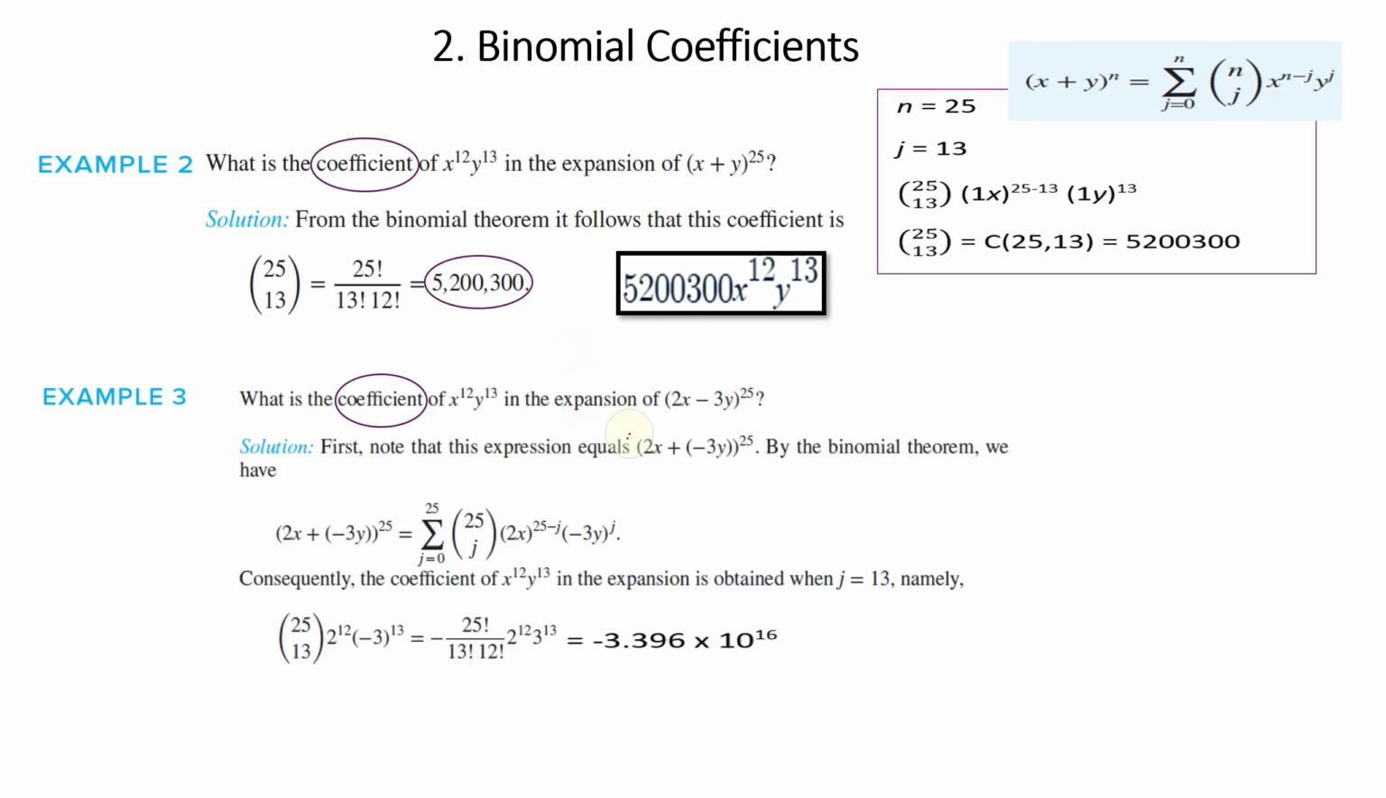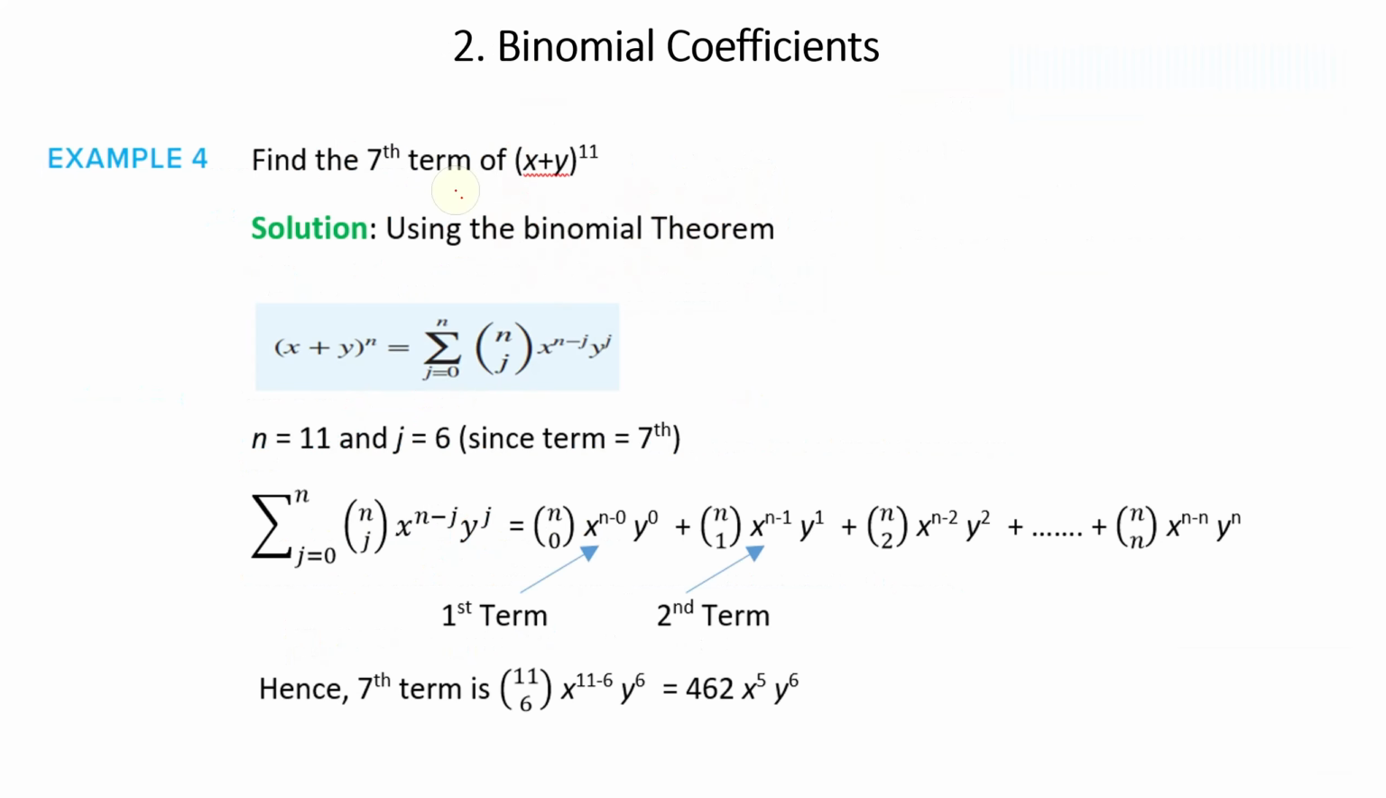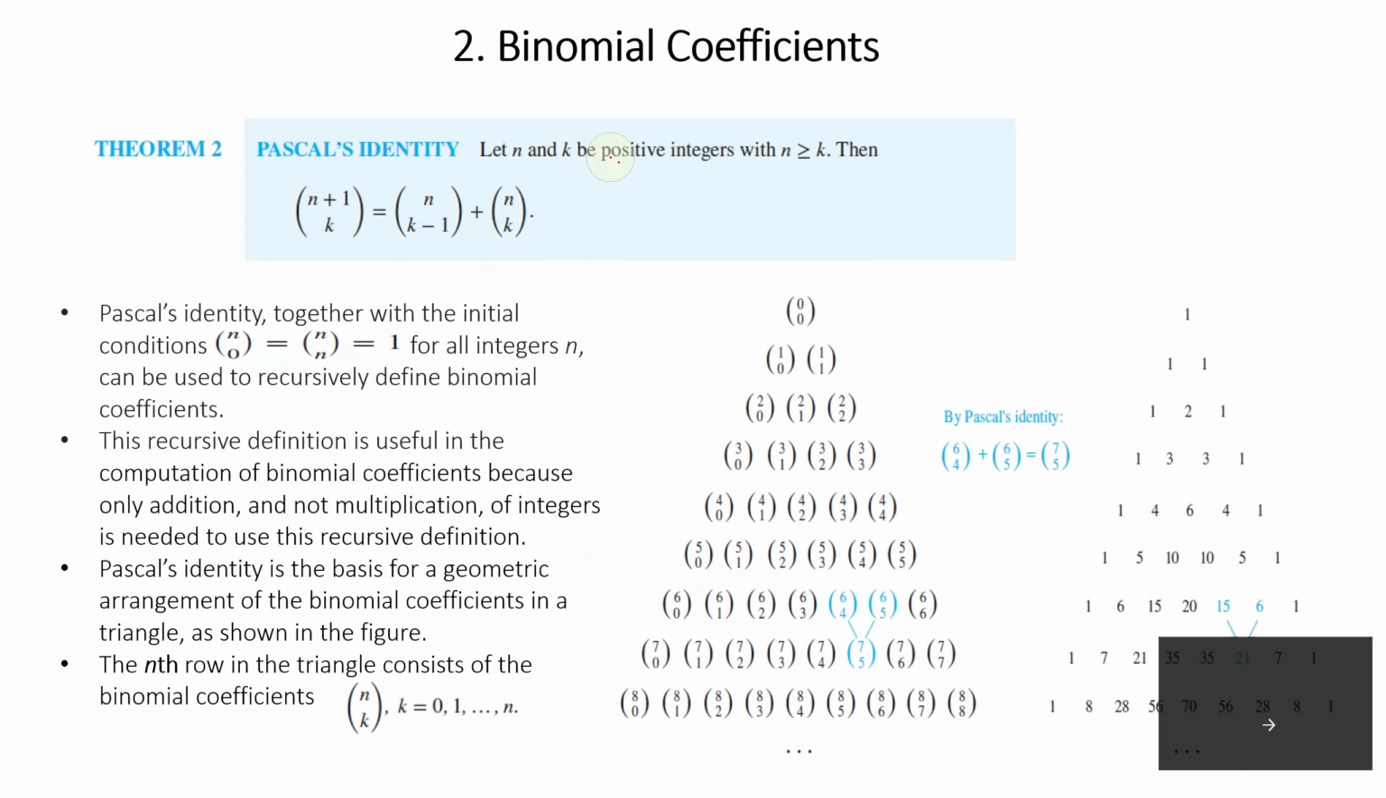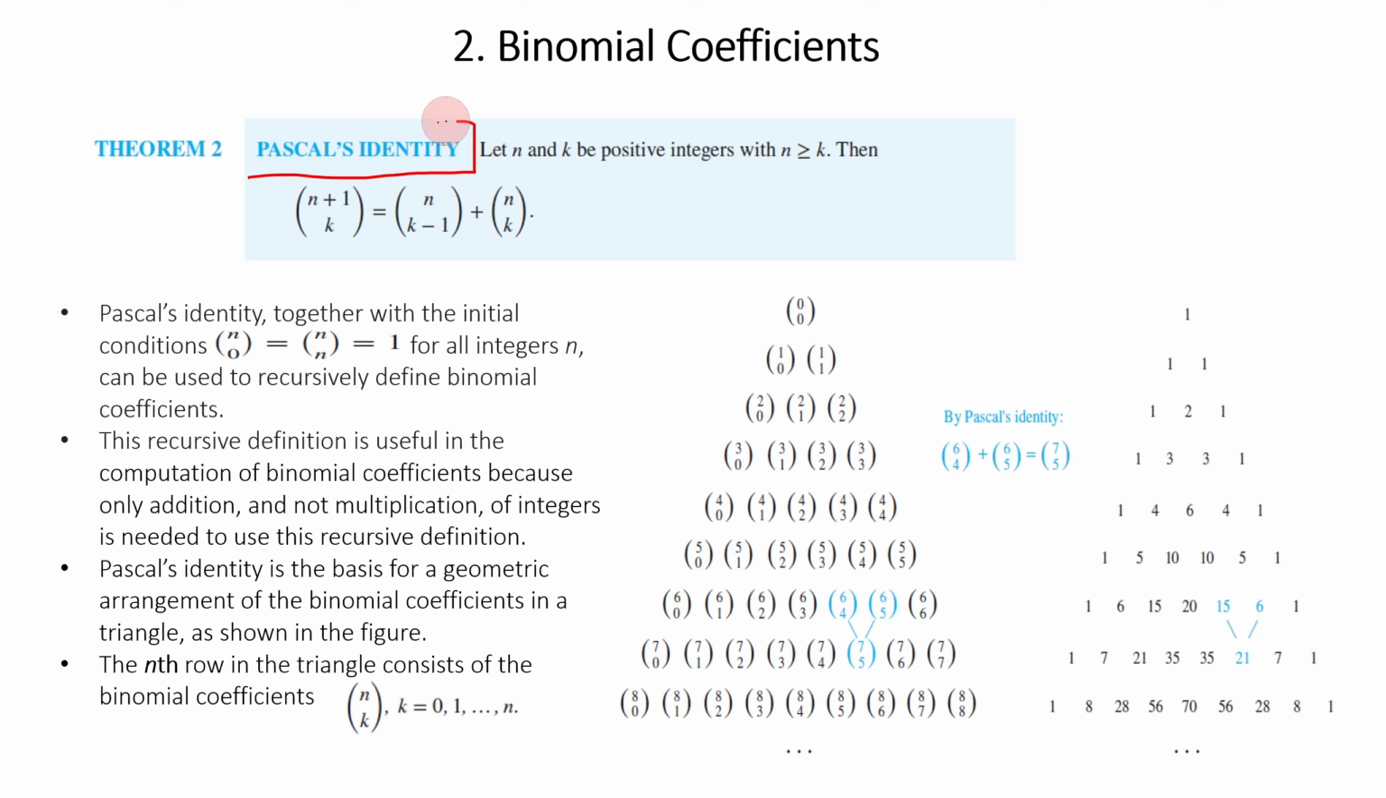Now there's an even better way to find these coefficients, though it's not easy when you have these big numbers. But if you have a smaller number, there is actually an easy way to find those coefficients, and this is called Pascal's identity.